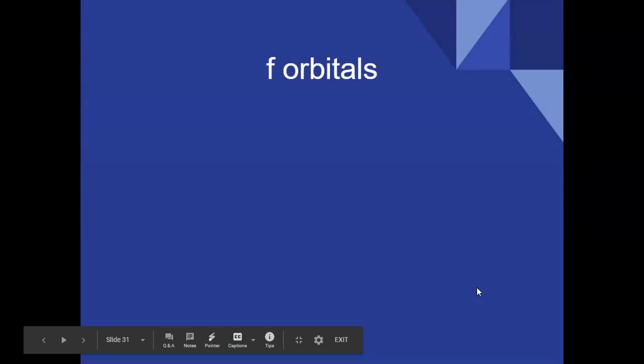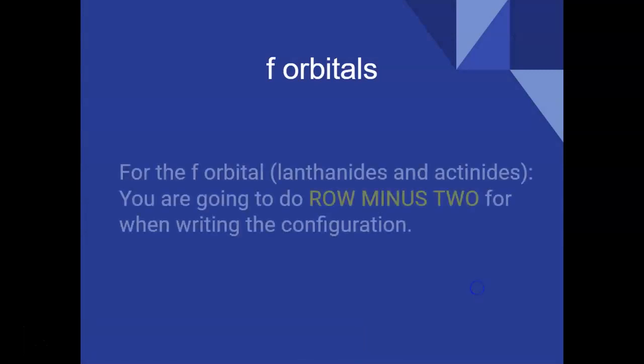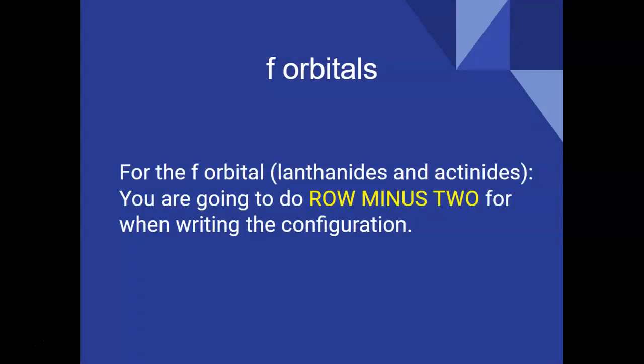The same thing with the f orbitals. The only difference is the f orbitals, those lanthanides and actinides, are going to go into row minus 2, because really they're going to fit into rows 6 and 7, and so they're going to be row minus 2.